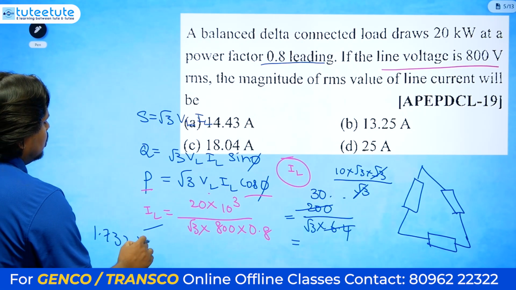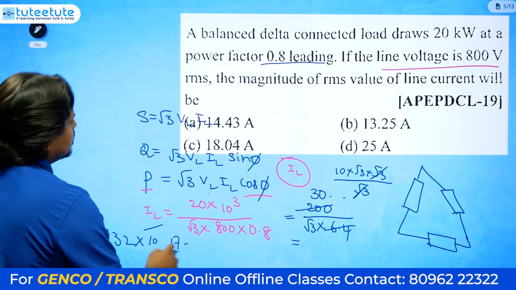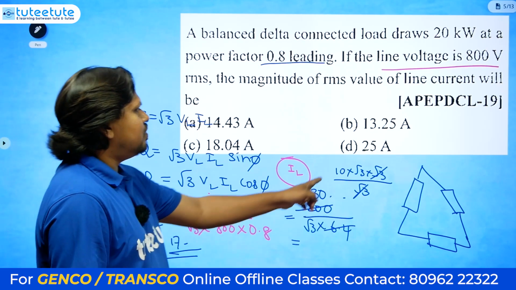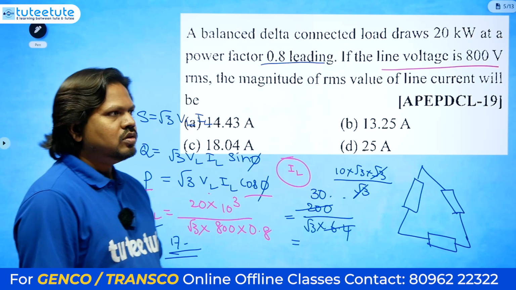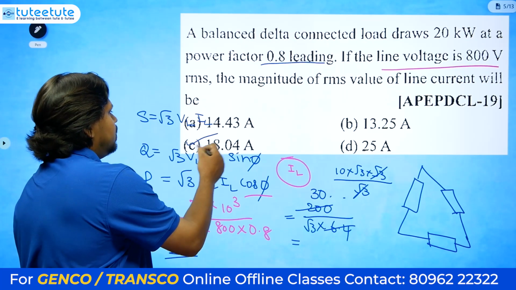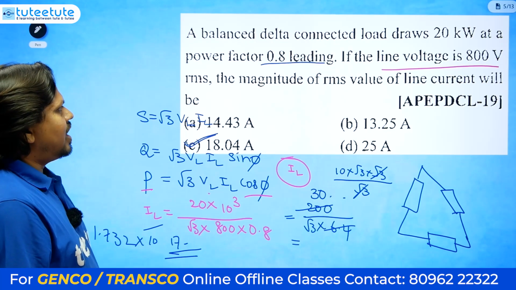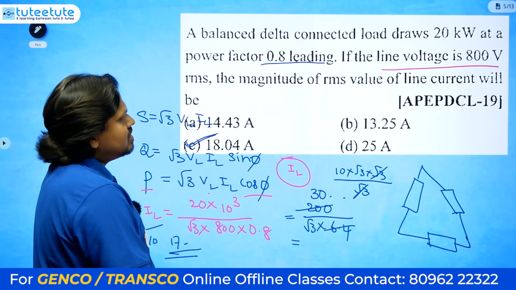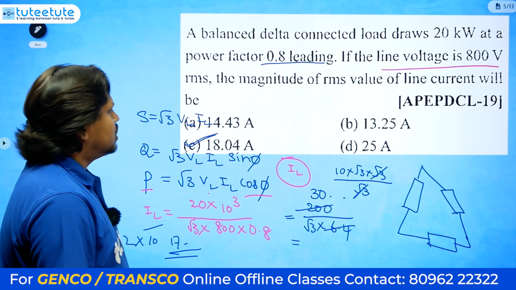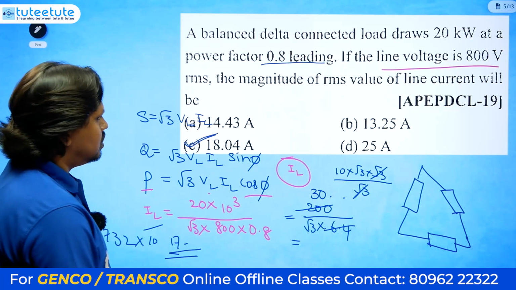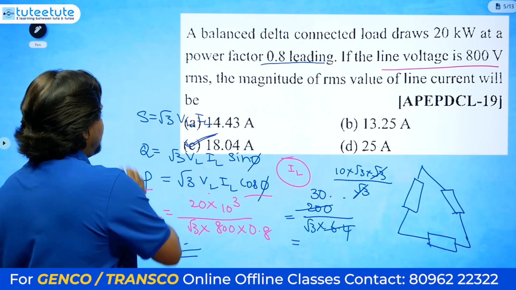1.732 into 10. So that means you will generally get 17 point something, but here we have approximated a little bit, that's why this will be our correct answer, 18.04 amperes. If you have a calculator, then we can do it, otherwise we need to do this using normal simplifications only. Here we need to understand the power calculations.